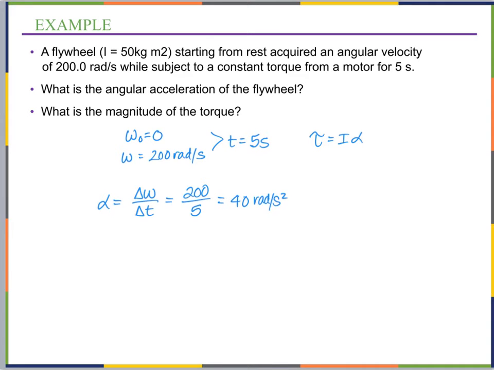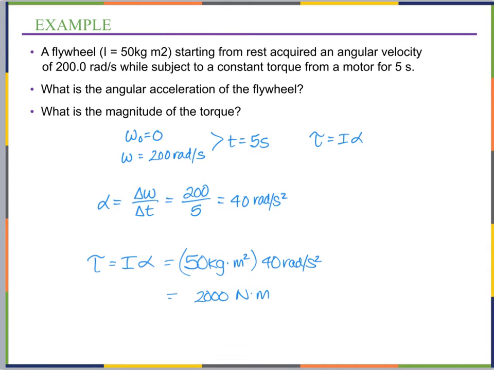And now they're asking what is the magnitude of the torque, and that's where we're going to use our new expression, where we take the moment of inertia, which here is 50 kilograms meters squared, times the angular acceleration, which is 40 radians per second squared, and this gives us a 2,000 Newton meter torque. And so that's how large the torque was that actually caused this to happen. So that's kind of a new type of problem that we hadn't seen before. That is, I think, a pretty obvious application of that rule.